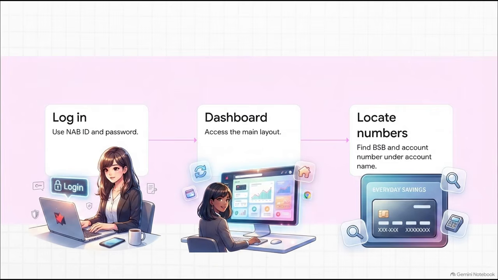Now, if you're sitting at a desktop or laptop, grabbing your coordinates through a web browser is a super fast 3-step process. Simply log into the NAB Internet Banking portal using that NAB ID and your password. Once you're in, take a look at the main dashboard. You'll find your active BSB and account number coordinates sitting visibly right underneath the name of your account. Honestly, it really is that straightforward.